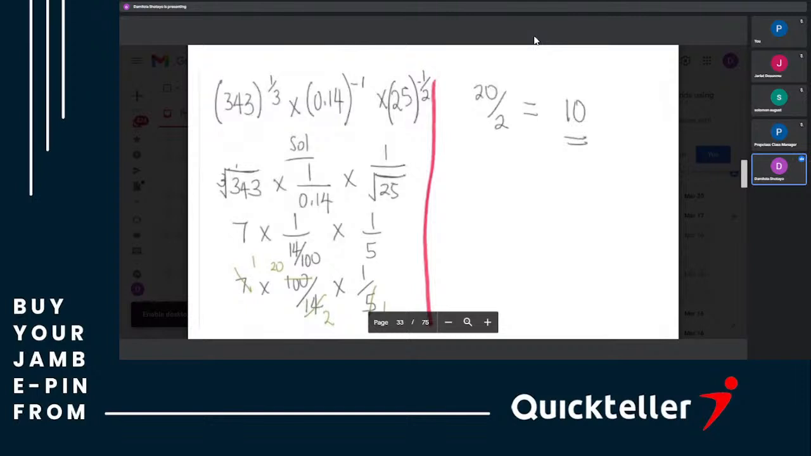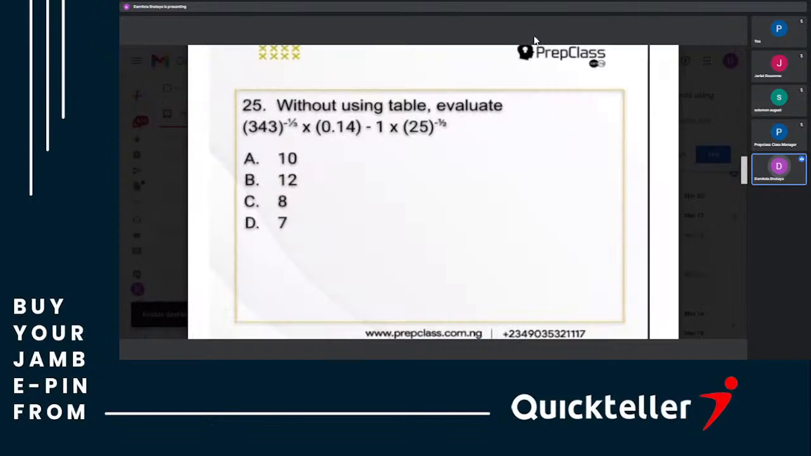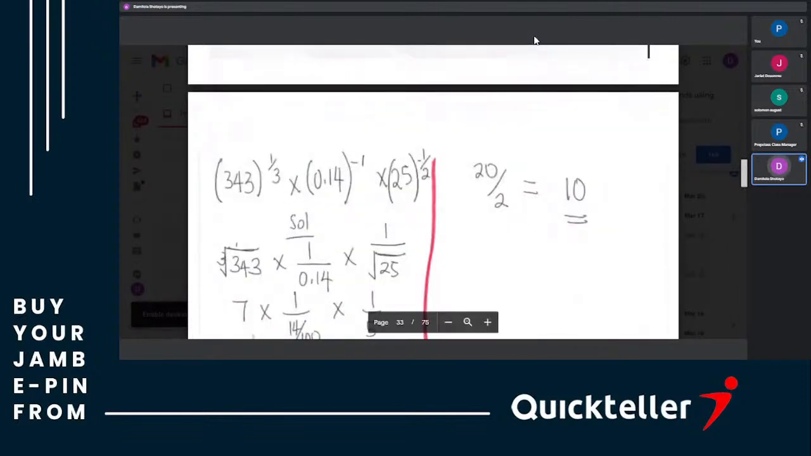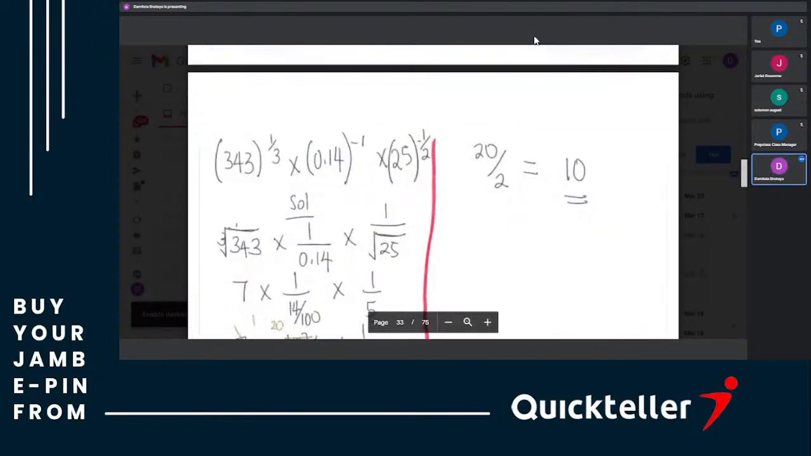In the typed question, look, 343 is raised to the power minus 1/3. But in the actual question, there is no minus. I just hope you will not have this in your JAMB, but it is rare. For all the years I've been taking JAMB classes, it is not common, and it is not in past questions.